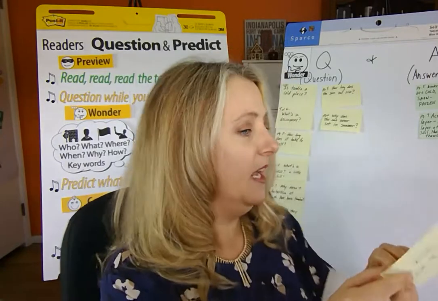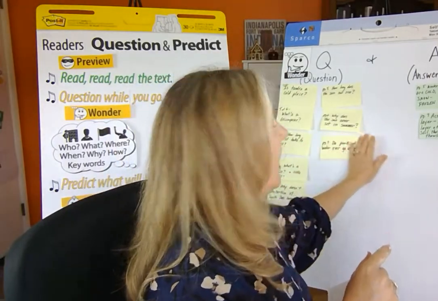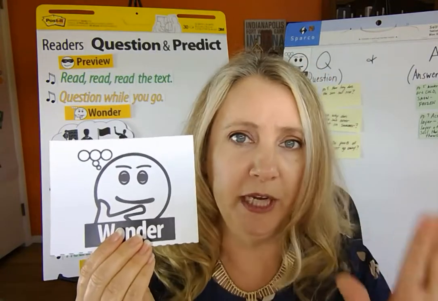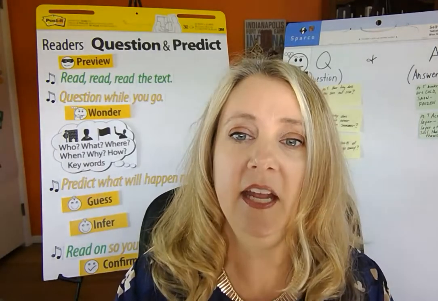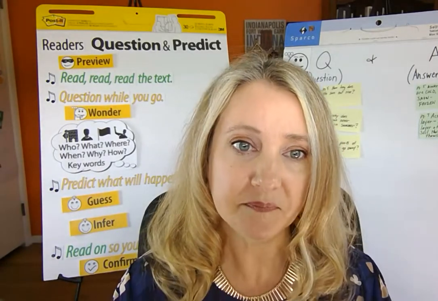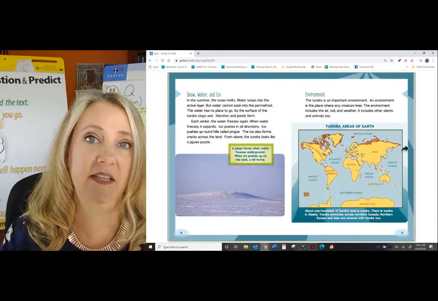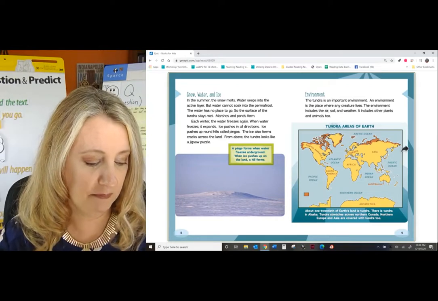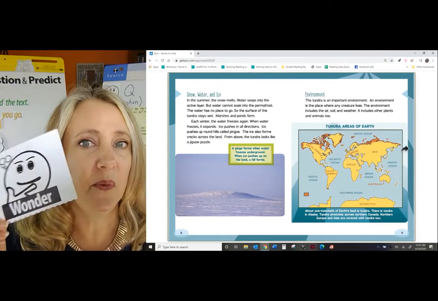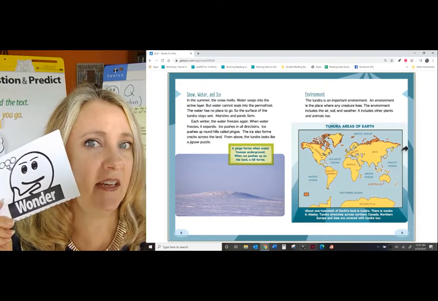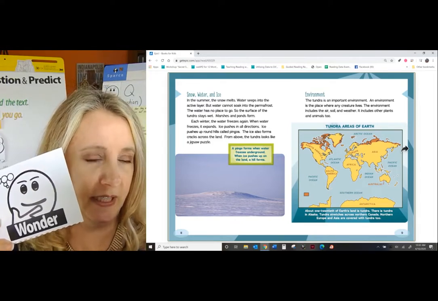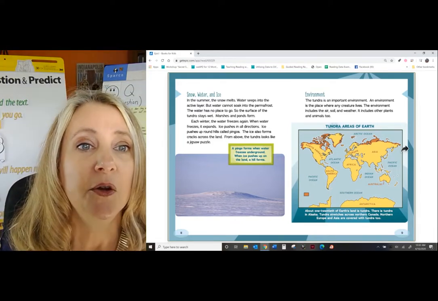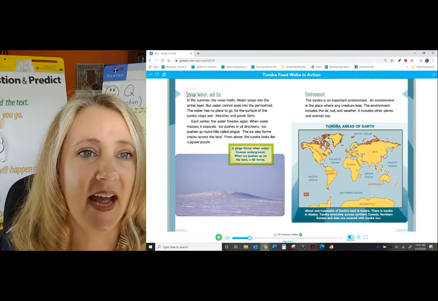That's my question. That's a new question that I didn't have in the preview. That's a new question as I read the text. That's my new question, okay? So let's read and see if you can find any places where our questions get answered or if you have any new questions. Ready? Okay, so we're thinking about the passage and seeing if you have any wonderings as I read. Snow, water, and ice.